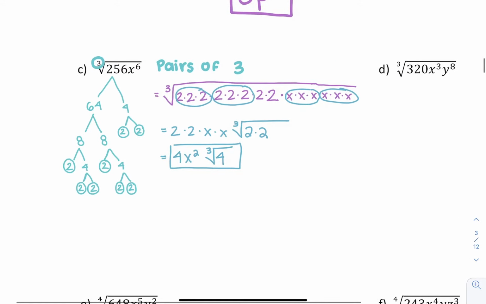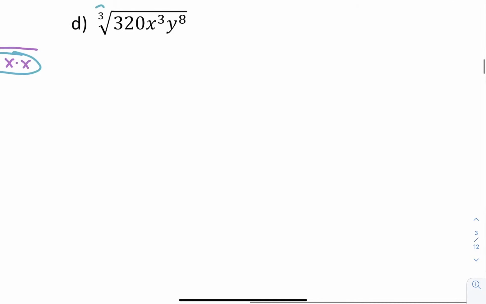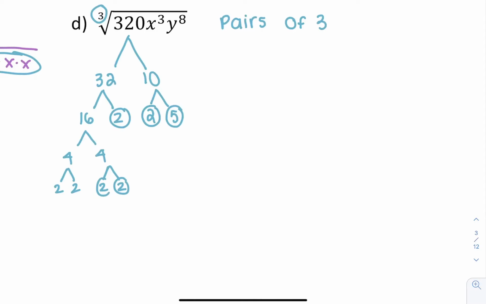All right, let's try another. Again, we are working with an index of 3, so we're looking for pairs of 3. So I set my factor tree up the same way. 32 times 10 gives me 320, which is 2 times 5. And 32 is 16 times 2, which is 4 times 4, which is 2 times 2 times 2 times 2. Let's see what we have left over.